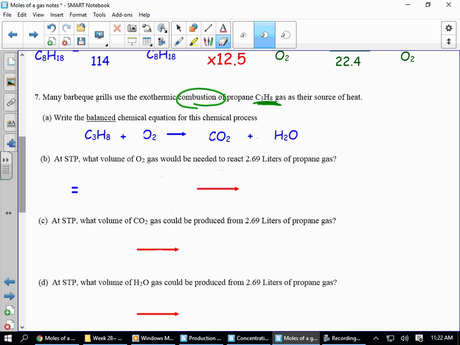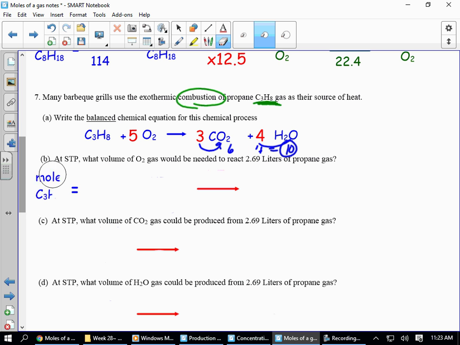What do you first look at when you're balancing combustion reactions? You look at your C's and H's first. So I see 3 C's, so I'm going to put a 3 in front of here. I also see 8 H's, so I'm going to put a 4 in front of here. Now let's look at how many oxygens we have. 3 times 2 gives me 6 oxygens here. 4 times 1 gives me 4 oxygens, so I have 10 oxygens on this side. So what do I need in front of O2? 5.